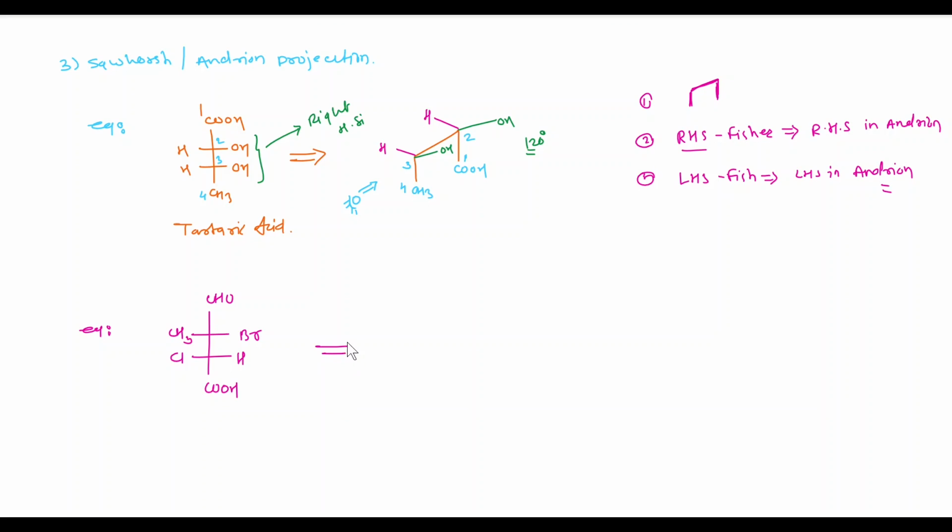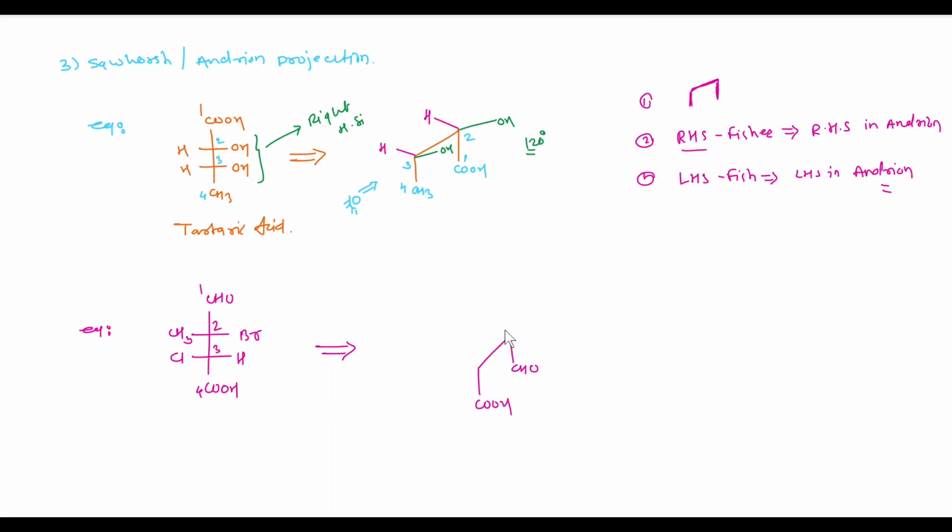Conversion of this Fischer projection formula into the Sawhorse formula. For conversion, convert this carbon chain into a diagonal line. The diagonal line indicates carbon number 1 and carbon number 4. This is carbon number 1 and this is carbon number 4. Write the substituents on carbon number 1 and carbon number 4 as they are.